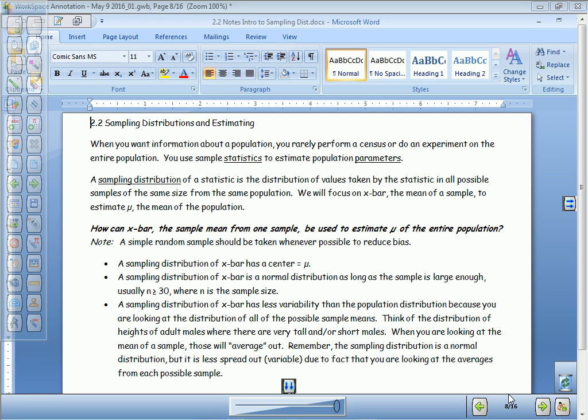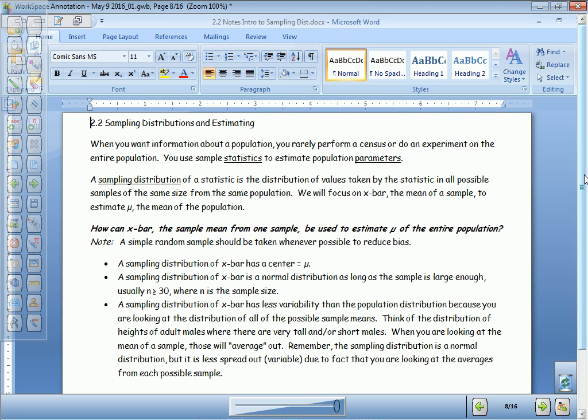Today we're going to add 2 more pieces of information to our ability to find statistics given samples of data. The first thing we're going to look at is sampling distributions and estimating.